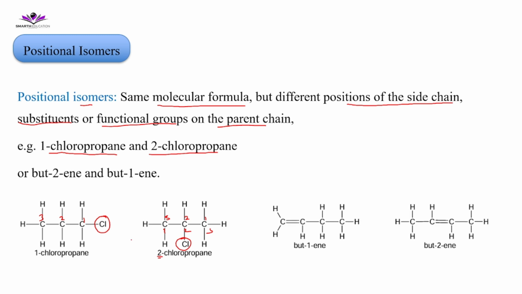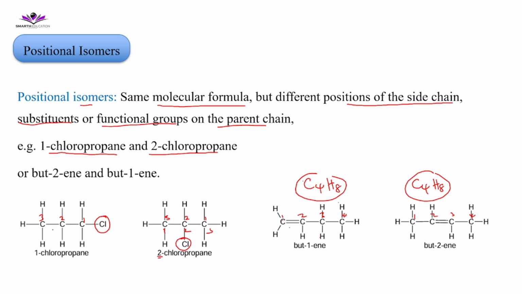We can also have something like this. Where is the double bond here? This is 1, 2, 3, 4, and then this is 1, 2, 3, 4. The double bond is between carbon 1 and carbon 2. Here the double bond is between carbon 2 and carbon 3. If you check the molecular formula, how many carbons? 1, 2, 3, 4. And how many hydrogens? 2, 4, 6, 8. It's an alkene anyway, so it's 2 times 4, which is 8. Even here, we have C4H8. The molecular formulae are the same, but the double bond is in different positions.